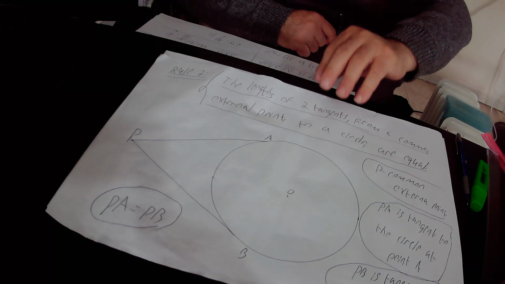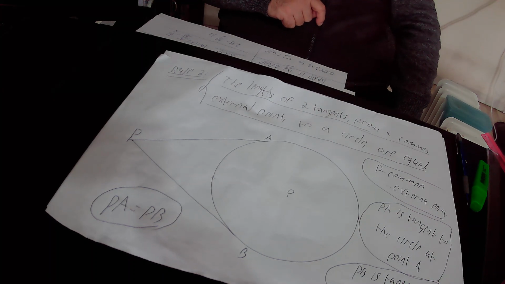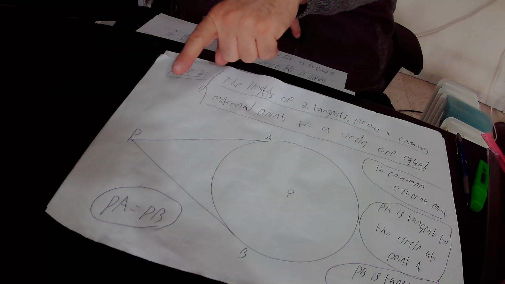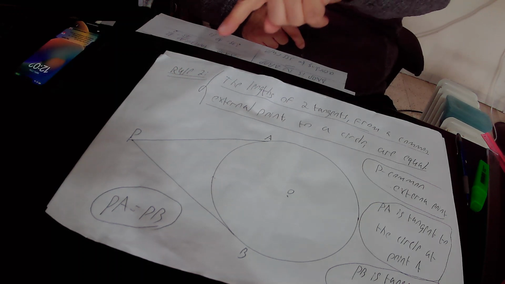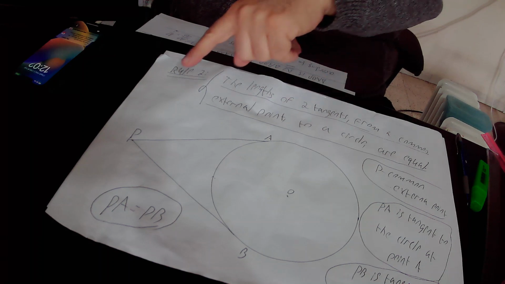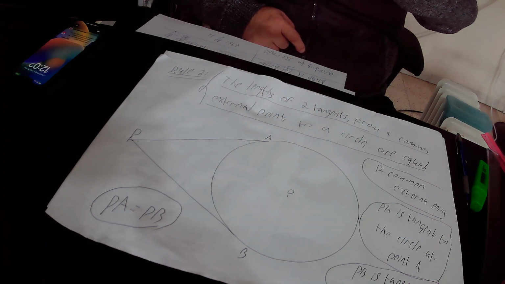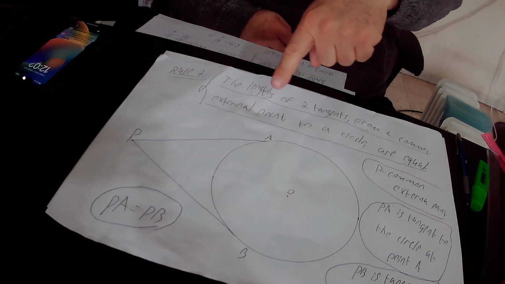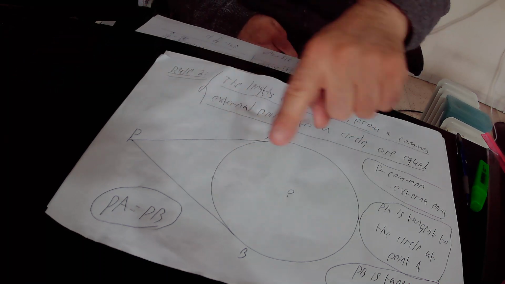According to rule 2, the lengths of two tangents from a common external point to a circle are equal. So in the drawing we have a circle and the common external point, point P. From point P we have two tangents to this circle, tangent PA and tangent PB. According to rule 2, the length of tangent PA is equal to the length of tangent PB. That is to say, PA equals PB.